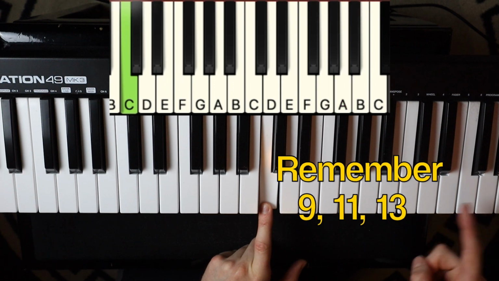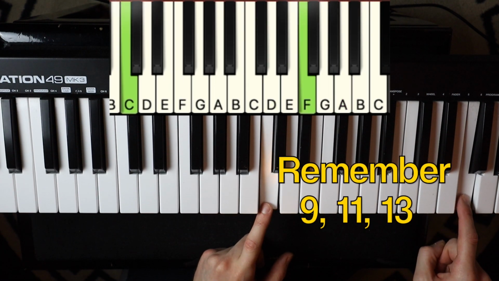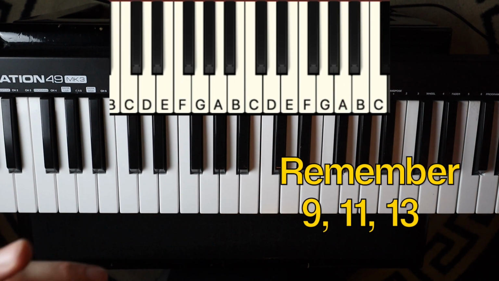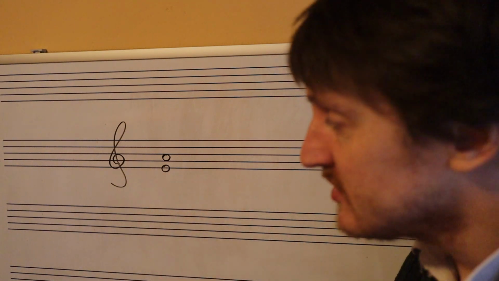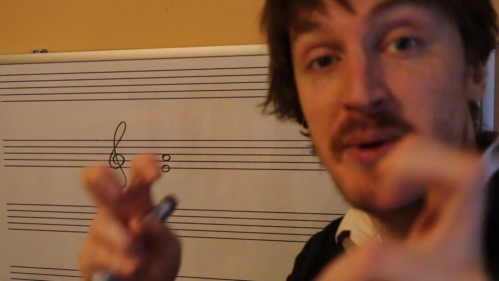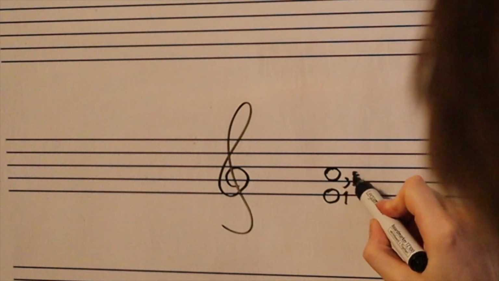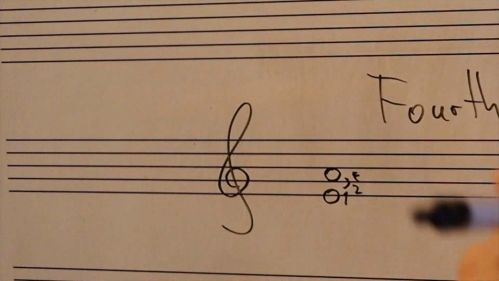The important ones of these compound intervals are 9th, 11th and 13th, for reasons I'll later explain. To find the correct name of any interval, we have to count the positions, aka lines and spaces. So this interval spans 1, 2, 3, 4 positions. So this is a fourth. E to A is a fourth.